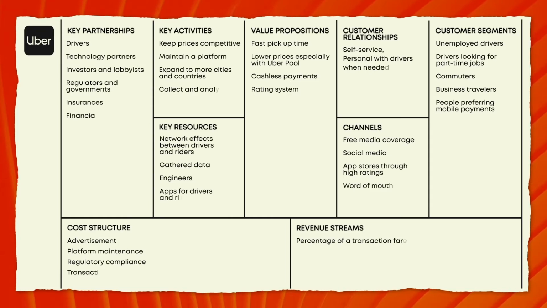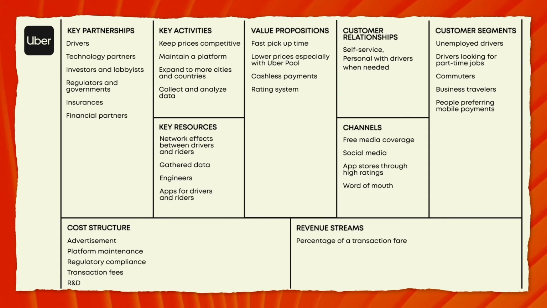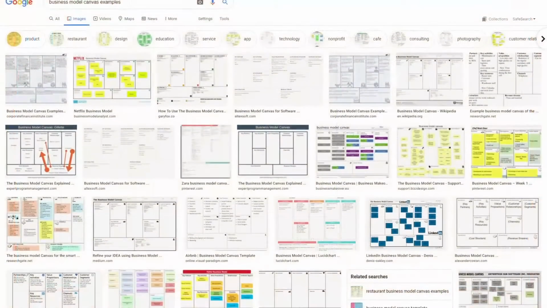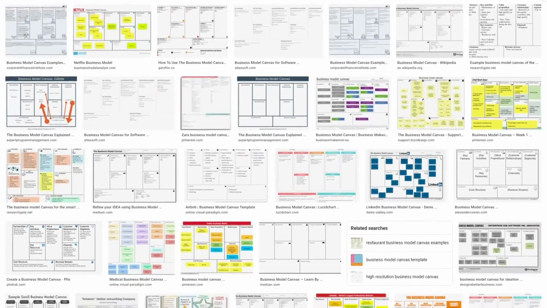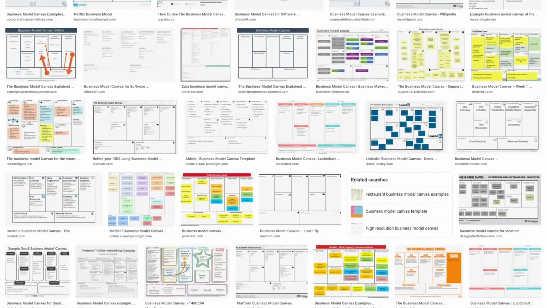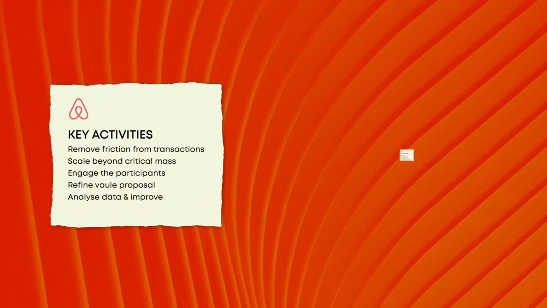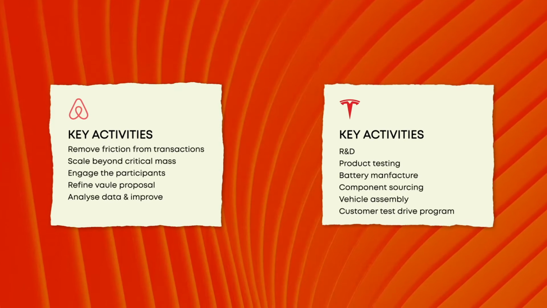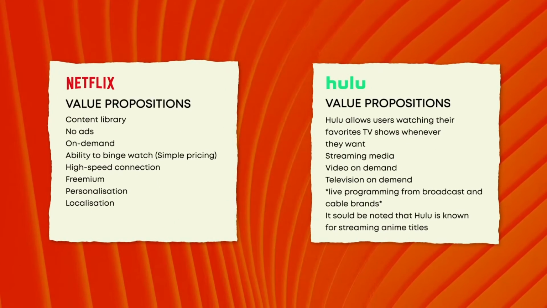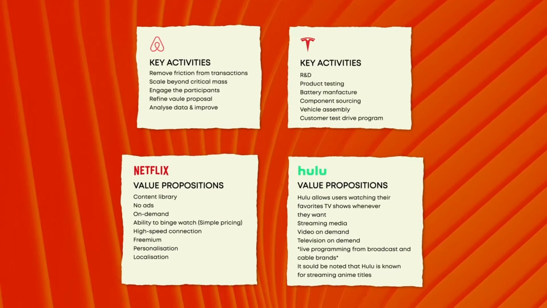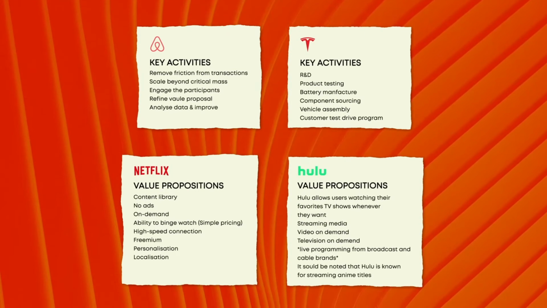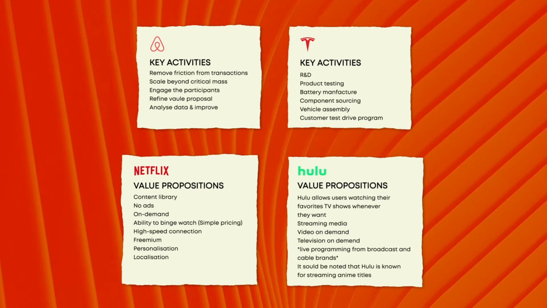This is a rough business model canvas of Uber, and this one is for LinkedIn. It helps to look at the canvases on the web and break apart the different business models of the top companies. What are the key activities of, say, Airbnb compared to a manufacturing company like Tesla? What's different in the Netflix and Hulu value propositions? Basically, how is this company successful? And how can you make yours successful too?